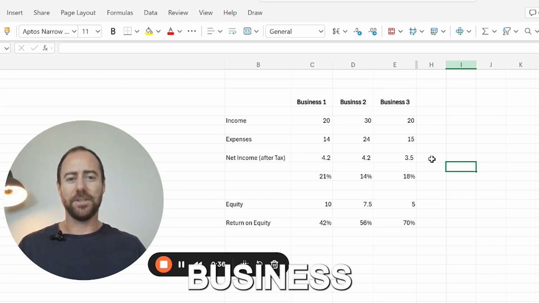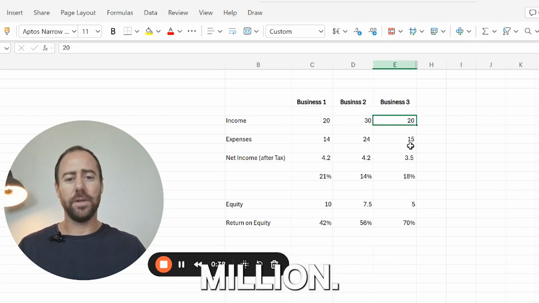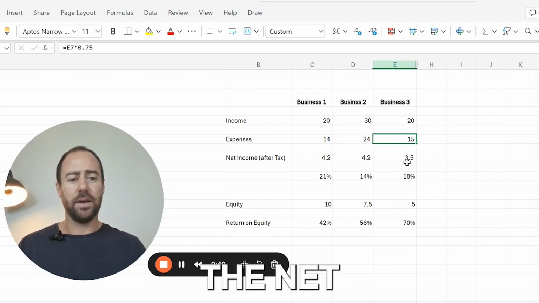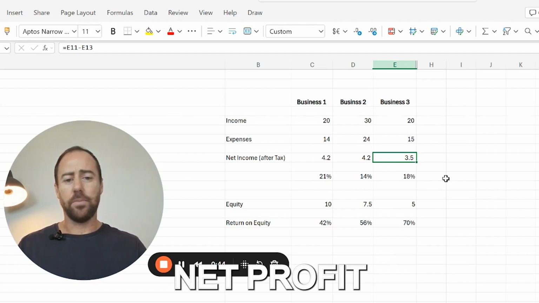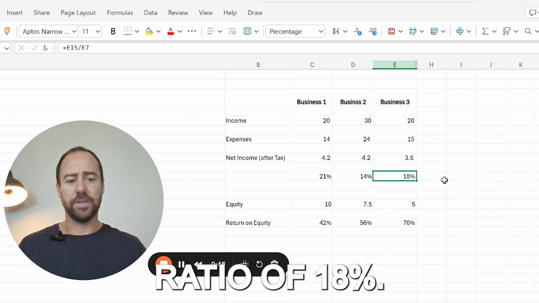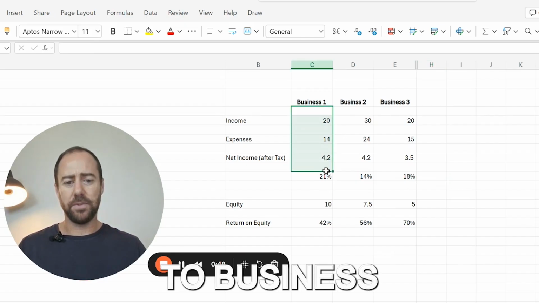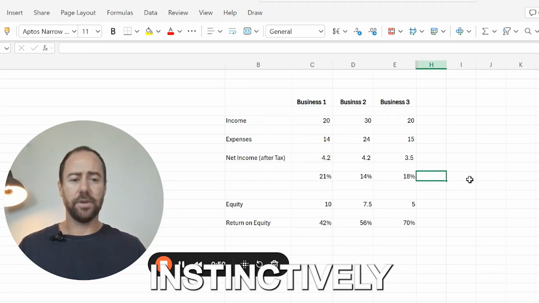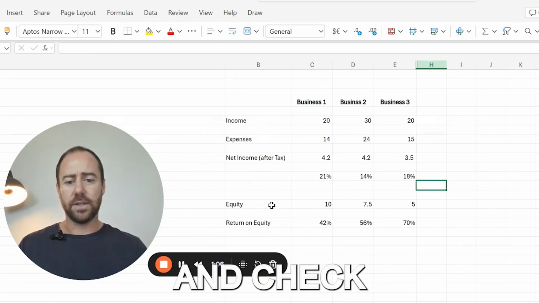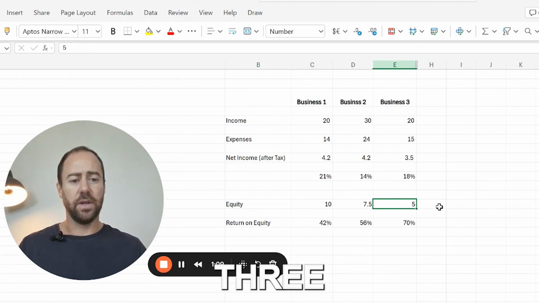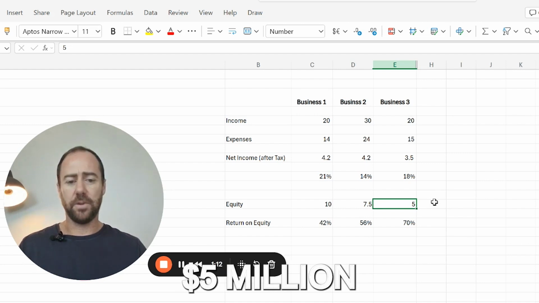Now let's introduce business 3. Business 3's got income of 20 million, expenses of 15, and a net profit after tax of $3.5 million. So it's got a net profit to sales ratio of 18%. And you can see, compared to business 1, again, instinctively you say that business 3 is a worse business. However, we then go back down and check the equity. We see that business 3 is only running off $5 million of equity.